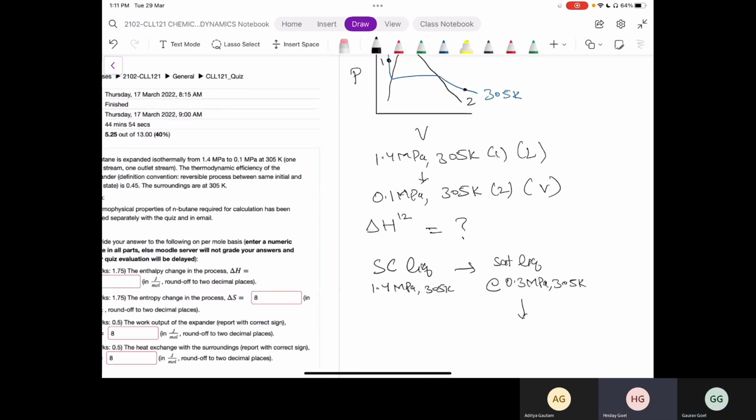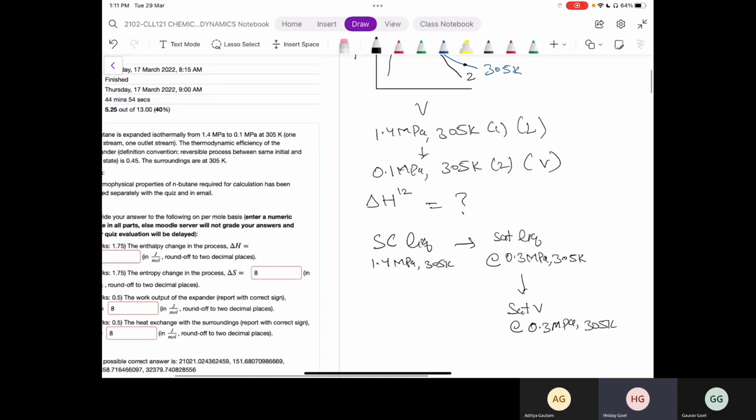Now convert this to saturated vapor at this condition only. Okay, I missed this step. And now convert this saturated vapor to the final condition, which is superheated vapor. Just the pressure is different.